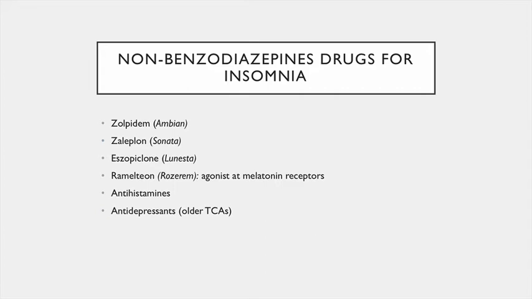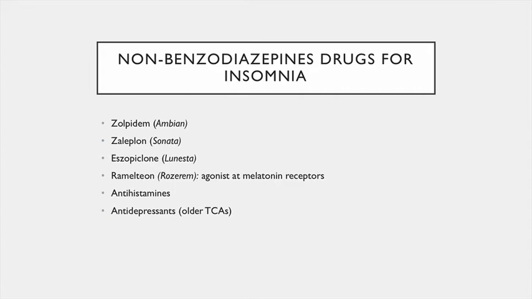And then we have eszopiclone, which is Lunesta. This is another non-benzo hypnotic that acts on that same kind of BZ receptor. It's effective for insomnia for up to 6 months. So it has kind of a longer window of how long it actually works, whereas some of those other ones like Ambien don't seem to work for that long a time. It has a little faster onset of action, 20 minutes, and a duration of action of about 7 hours. So Lunesta is good to get people to sleep and stay asleep.